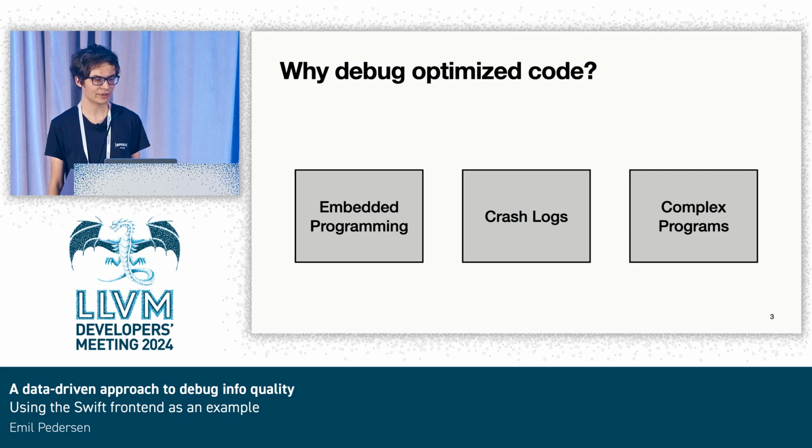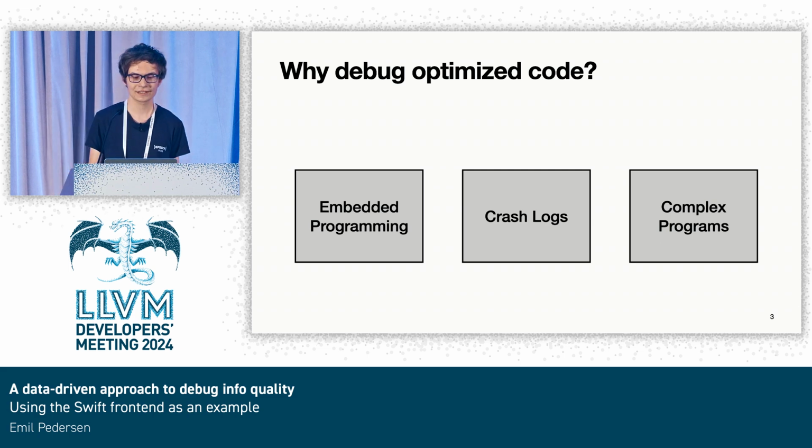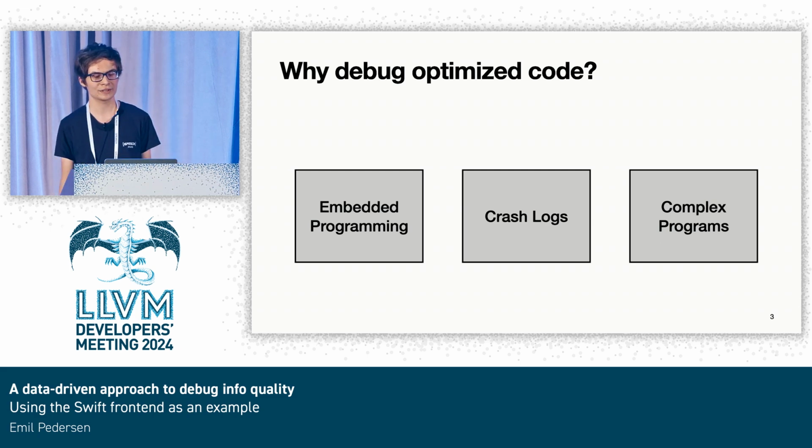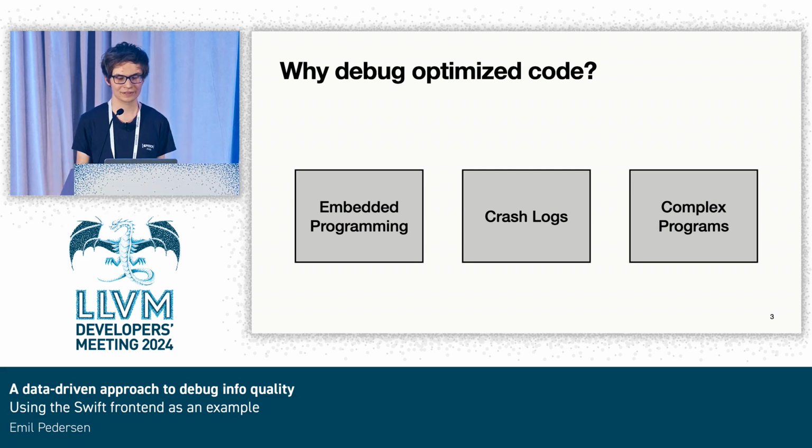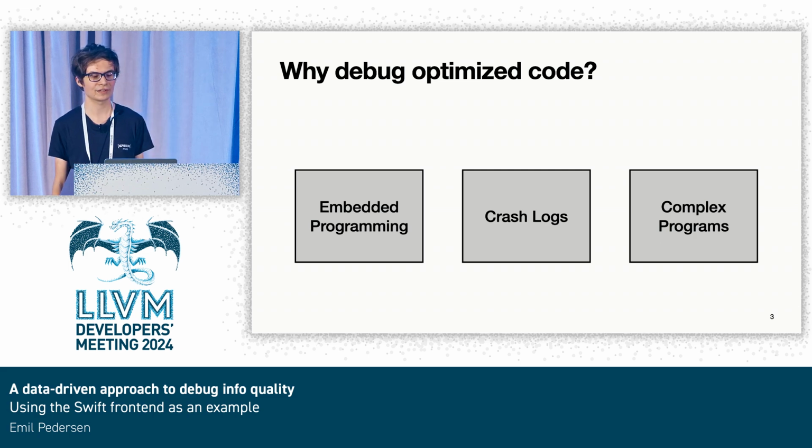The second is crash logs. When we receive those, we still want to be able to debug what happened on a production build. And the third one is complex programs. Debugging in unoptimized compiler gets really slow, so I would often prefer debugging the optimized build to go faster.